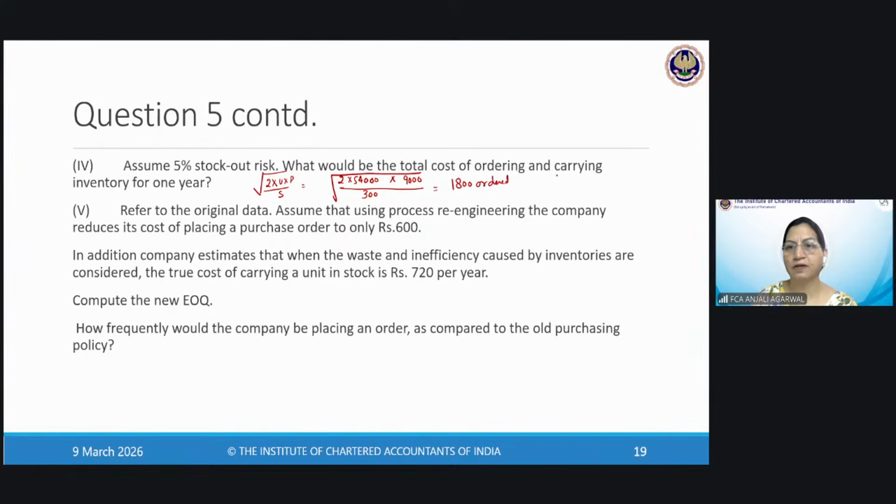So your carrying cost: 1,800 divided by 2, on an average 900 units into 300 rupees per unit. But plus there is some more thing. You are keeping a safety stock of 450 units. So you are not only going to hold on an average 900 units, but the 450 units of safety stock as well.